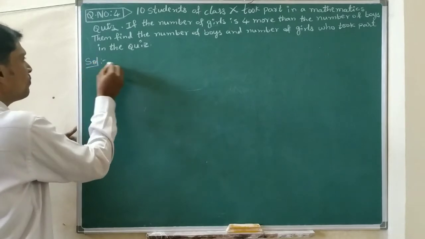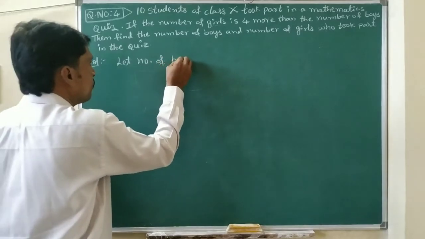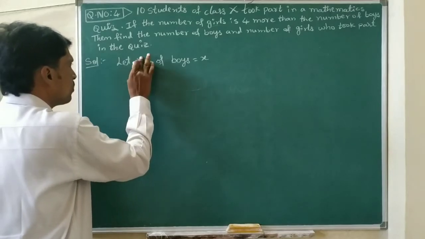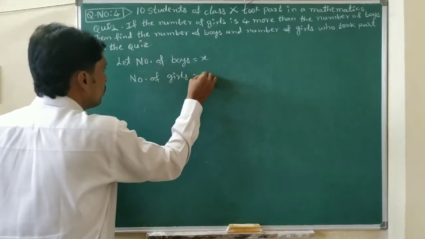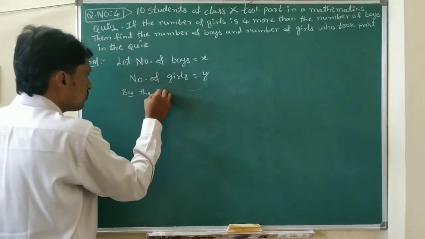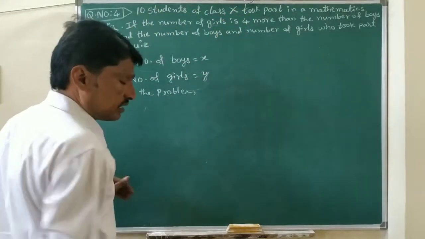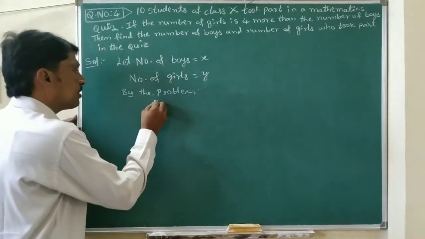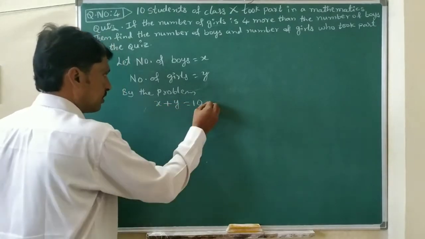Solution. Let number of boys equal x. Number of girls equal y. By the problem, what is given? 10 students of class 10. 10 students of class 10 means 10 members are there in class 10. Means you can take girls plus boys equal, we are getting 10. x plus y equal to 10. This is equation number 1.